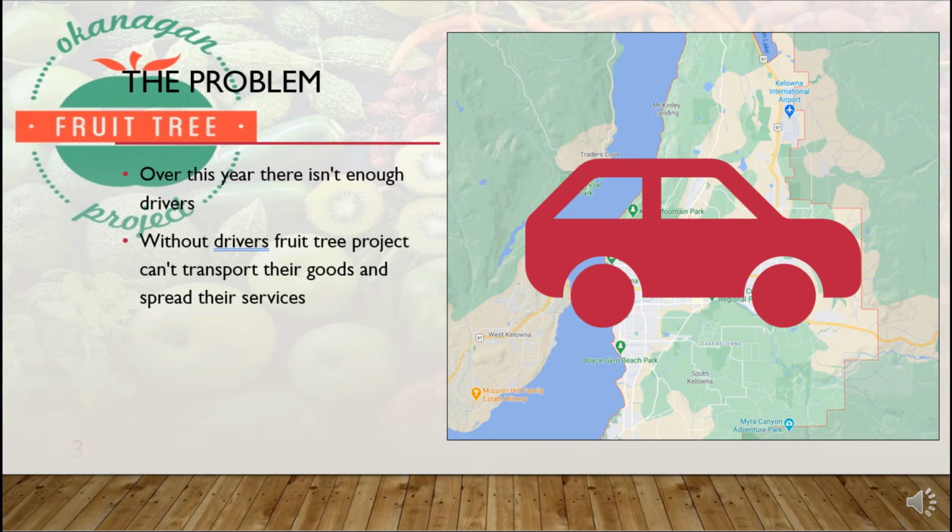Thank you, Matthew, for the outline of the organization. Now on to the problem. Over this year, there aren't enough drivers for the Fruit Tree Project. Without the drivers, the Fruit Tree Project cannot transport their goods and spread their services, especially when they need to transport their juice and fruits to their locations and to other locations that will sell the juices.